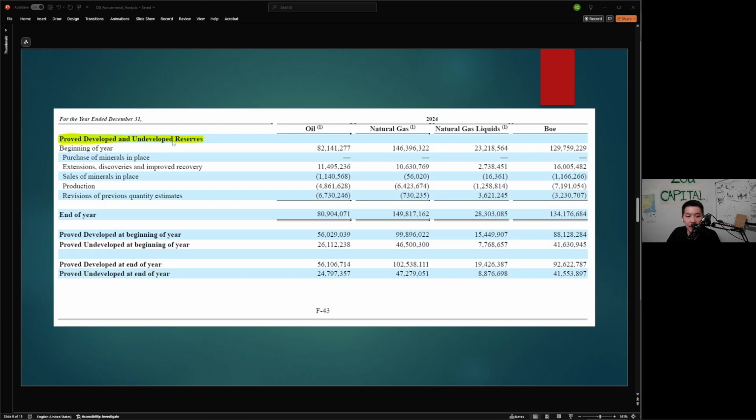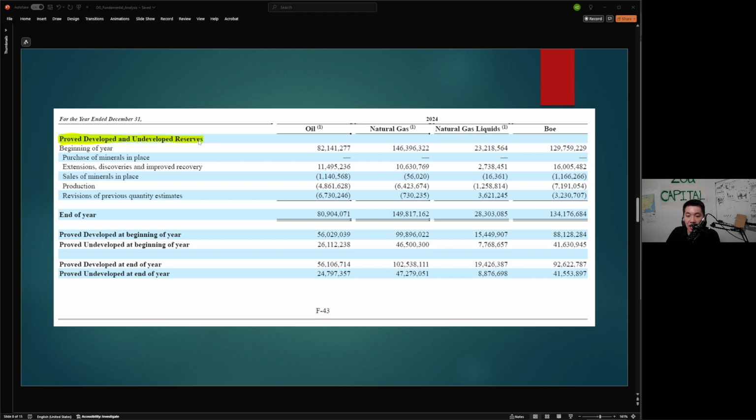Next, let's talk about proved reserves. What are proved reserves? It's basically the estimated quantities of oil, natural gas, and natural gas liquids that are expected to be recovered with reasonable certainty. There are two types. First is proved developed. These are already producing reserves or can start producing right away with existing wells. Second is the proved undeveloped reserves. These are reserves that are not drilled yet, but are expected to be developed soon based on a clear plan and economic logic.